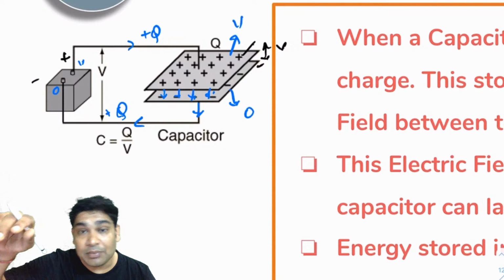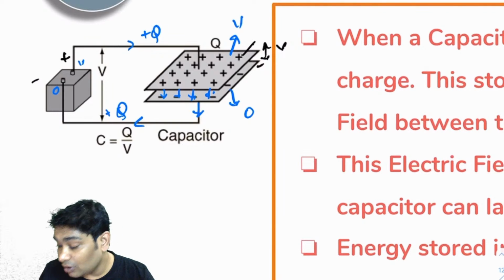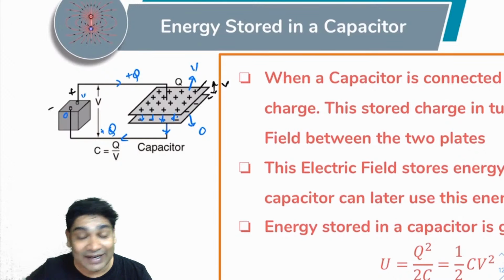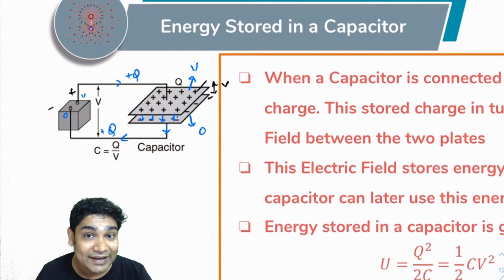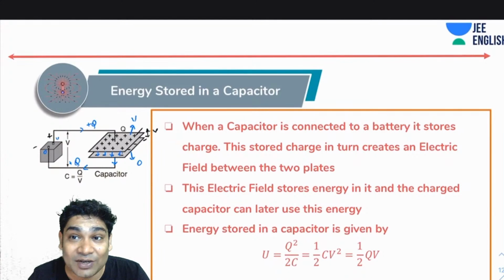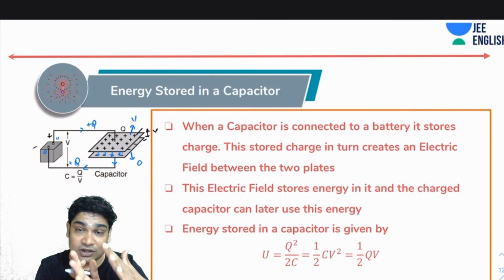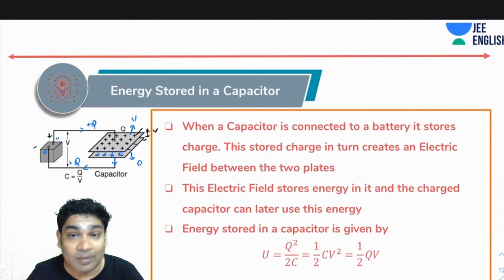The battery takes some charge Q and places it on the other plate. The plate at the higher potential will get a positive charge, and the plate at the lower potential will get a negative charge. So when a capacitor is connected to a battery, it stores a charge. You can see that the moment I did that, both the plates have got plus Q and minus Q charge, which is called the charge of the capacitor.